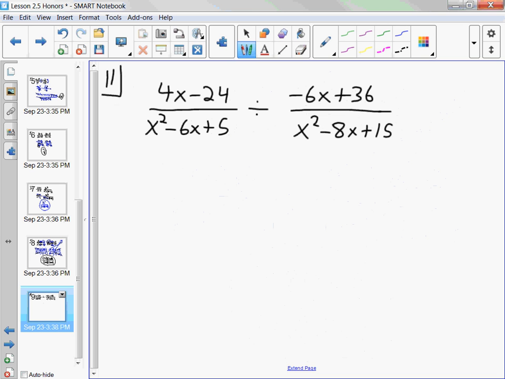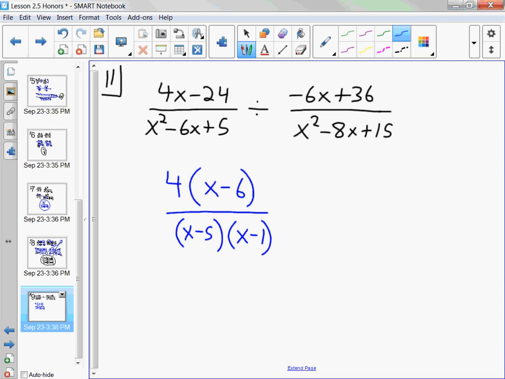And here is problem 11. This is a division problem. This is the last one I'm going to do with you, and the rest are going to be for homework. I notice that 4x minus 24 has a common factor of 4. So I'm going to take out a greatest common factor of 4, and that leaves me with x minus 6. I know that x squared minus 6x plus 5 factors to be x minus 5 times x minus 1, because negative 5 times negative 1 is positive 5, and negative 5 plus negative 1 is negative 6.